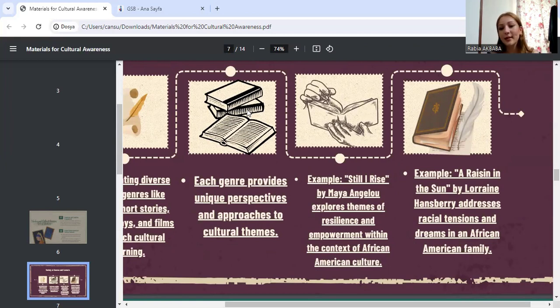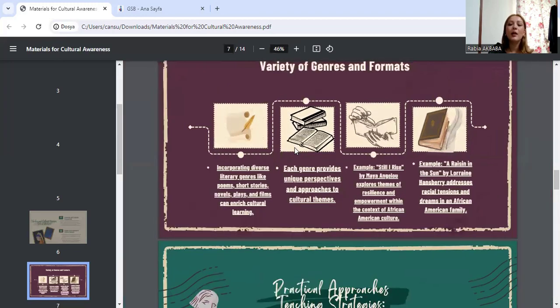The first one is Still I Rise by Maya Angelou, which explores themes of resilience and empowerment within the context of African American culture. We can teach other cultures too, but I said we're teaching English. Another example, A Raisin in the Sun by Lorraine Hansberry, addresses racial tensions and dreams in an African American family. So those are my examples.